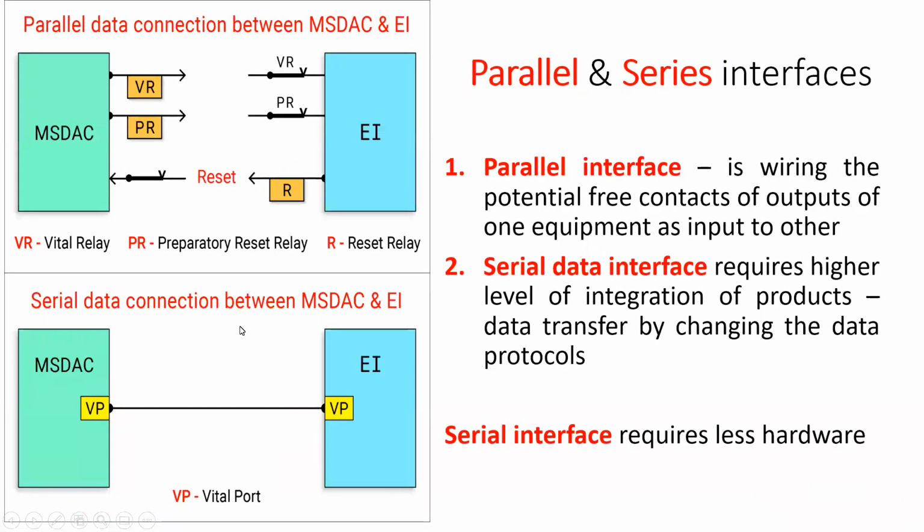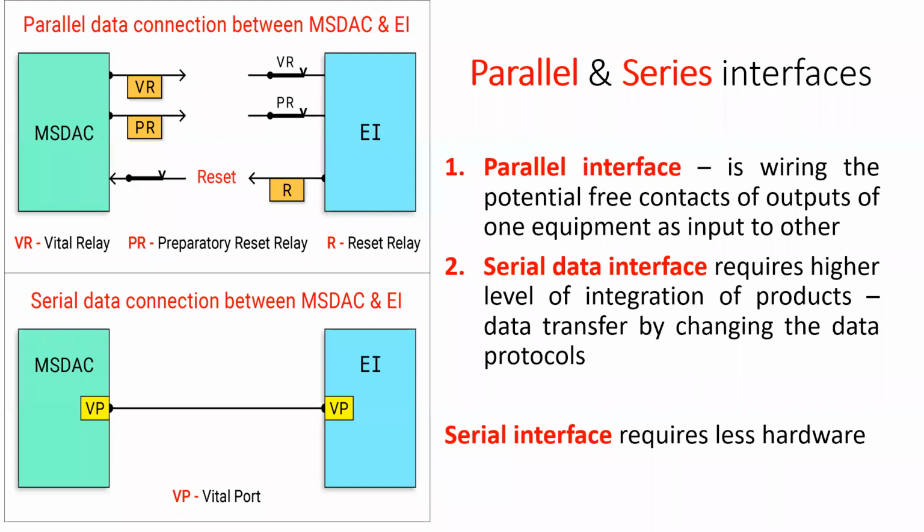How are the MSDAC and, let us say, the electronic interlocking going to be interfaced? There are two ways. One is physically through the relays. The second one is through the data. In the first one, you can see MSDAC can have two outputs per section. Basically one is taken to the electronic interlocking, but both are used actually. That is the vital relay, which says whether the section is clear or not, and the preparatory, that is under the reset. Those relay contacts are wired to the electronic interlocking.